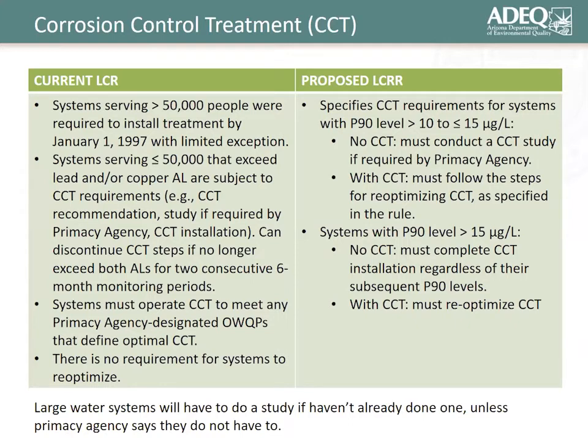With the current rule, if a system monitors for 2 consecutive 6 months and they have no action level exceedances, they are allowed to cease their treatment step milestones, and therefore that ultimately could mean that they did not install their corrosion control treatment. So there's the opportunity for a system to not have to install corrosion control according to the current rule if they do have 2 6-month periods of no action level exceedances.